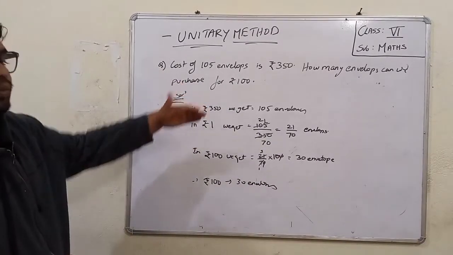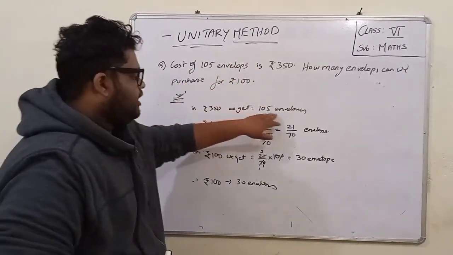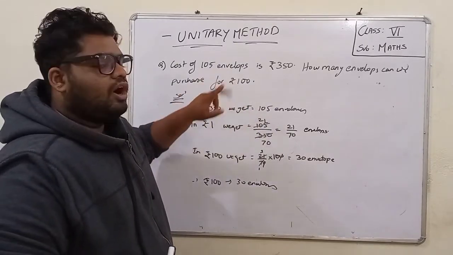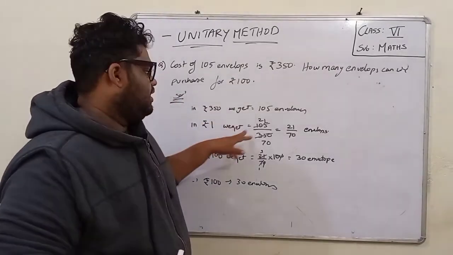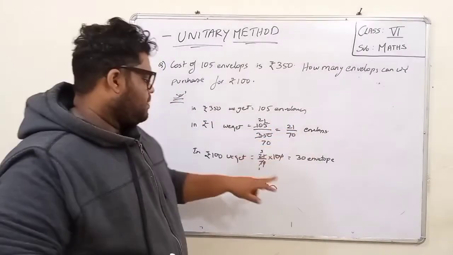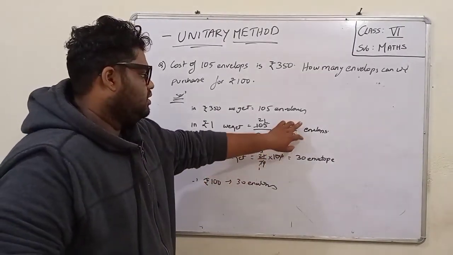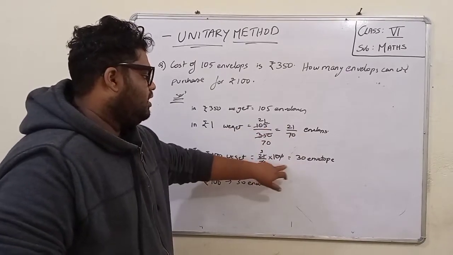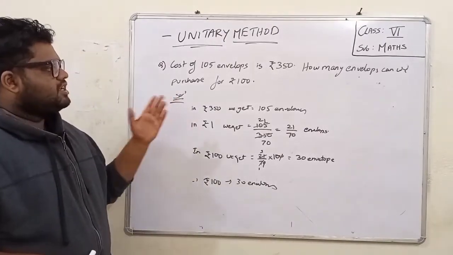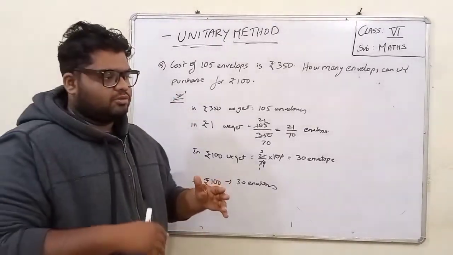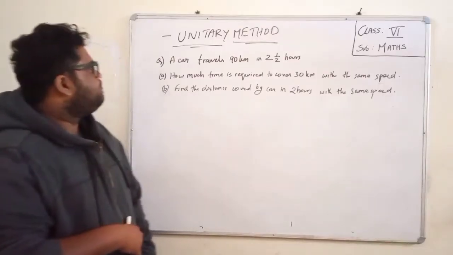So first we have used the unitary method. In 350 rupees we get 105 envelopes. Then we find how many envelopes we get in 1 rupee: 21 by 70 envelopes. Then in 100 rupees, multiplying the single unit by 100, we get 30 envelopes. Okay, the answer is 30 envelopes. Questions of this type come in the unitary method, so you should be very careful while solving them. Now move on to the next question.